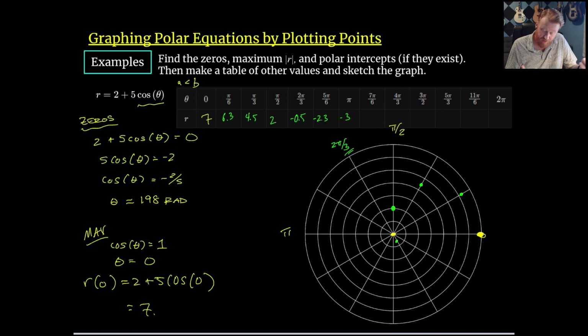So it looks like we went to the wrong quadrant, but what this is doing is passing through the pole. Like I said, somewhere between pi over 2 and pi we expected to go through the pole, and it did, somewhere even between pi over 2 and 2 pi over 3.